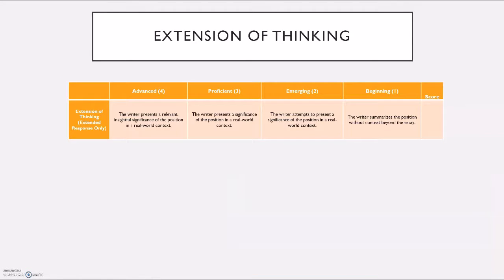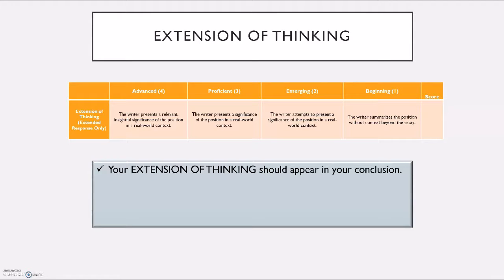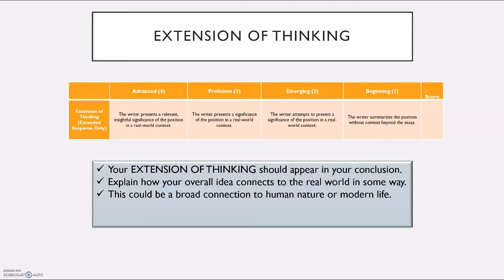An extension of your thinking is a way of presenting a real-world connection to your ideas. Usually, your extension of thinking should appear in your conclusion, although some students like to include it in their last body paragraph. Explain how your overall idea connects to the real world in some way. This could be a broad connection to human nature or modern life, or it could be a more personal connection.